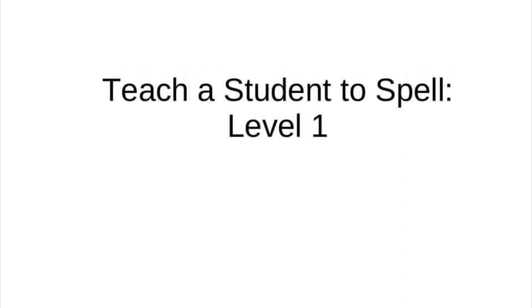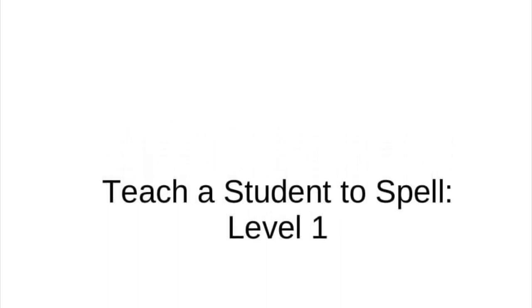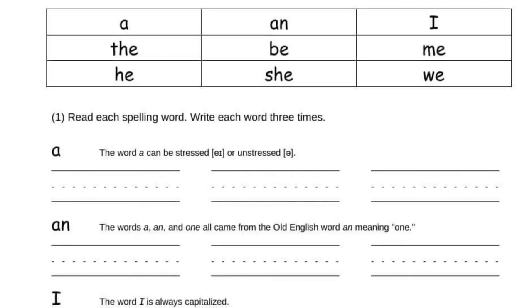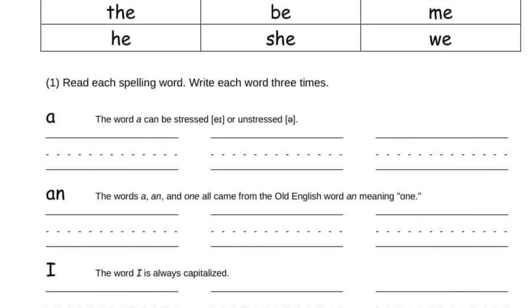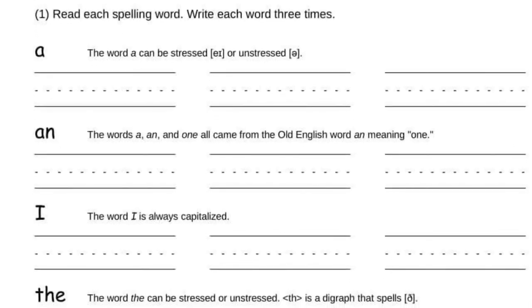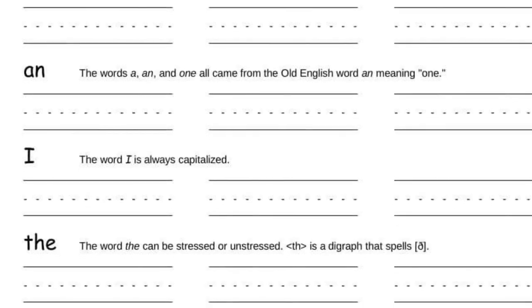Teach a Student to Spell Level 1 is the first follow-up workbook to the Teach a Student to Read reading program, which strives to teach students accurate and complete information about the English spelling system. Instead of only learning spelling through rote memorization, students will learn the reasons for the spellings of words, thus learning how the English writing system works.